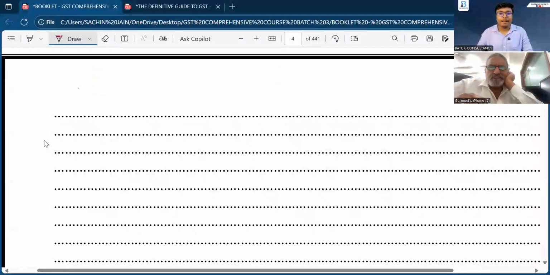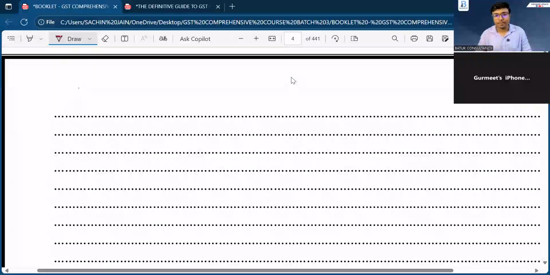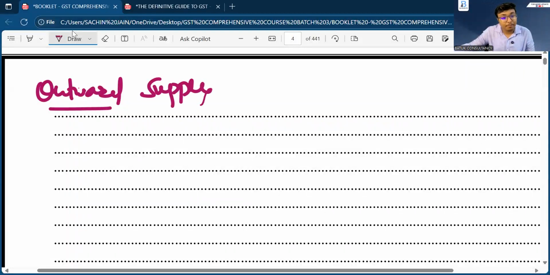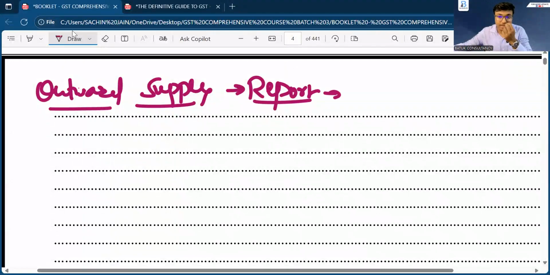Now let's start our discussion on the basics again, and we'll link a very important concept. Today's discussion is going to become the foundation of this GST comprehensive course, hence I require your 100% attention on the screen. We are saying that whenever there is an outward supply, we have to report it in GST records and file the returns.